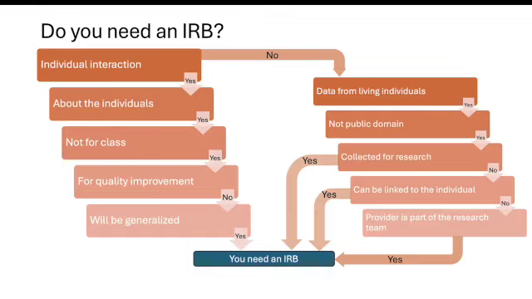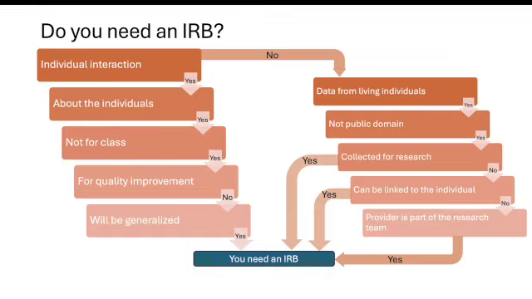If you're using data from living individuals not in the public domain, even if it wasn't collected for research, if it could be linked to the individual, you need an IRB. And if their provider is part of the research team, whether or not it could be linked to the individual, you need an IRB. My general rule is if you are doing any research that involves data from living individuals or interaction with individuals, fill out an IRB protocol and let the IRB make the decision.